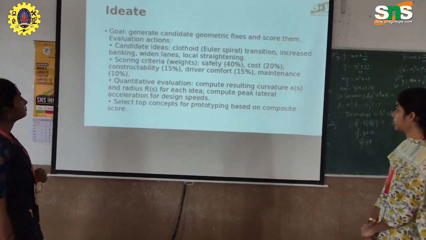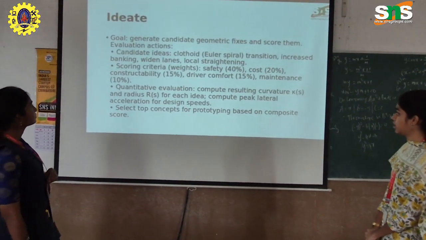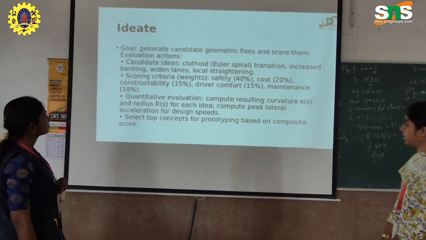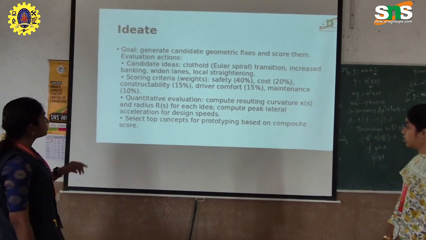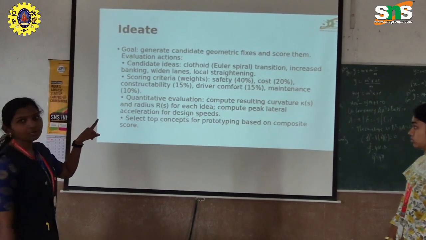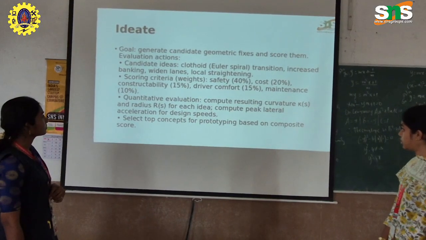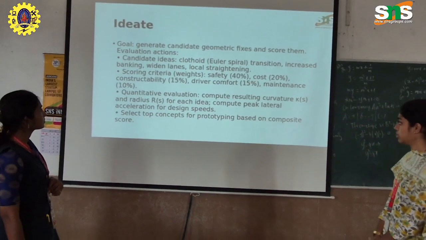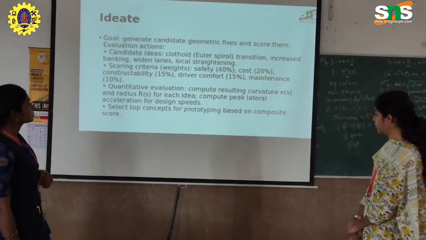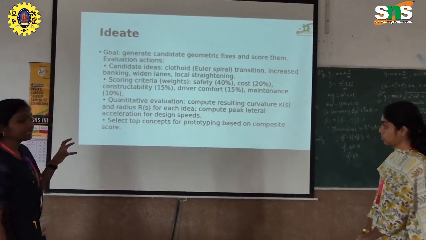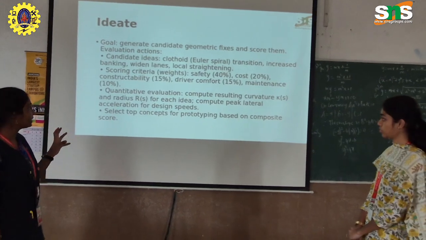Candidate geometric fixes and scoring. Evaluation actions, candidate ideas: clothoid-type transition, increased banking, widen lanes, local straightening. So these are the ideas to be infused in our ideation concept. Scoring criteria: safety 40%, cost 20%, constructability 15%, driver comfort 15%, maintenance 10%. So these are the percentages of weightage for the criteria given.